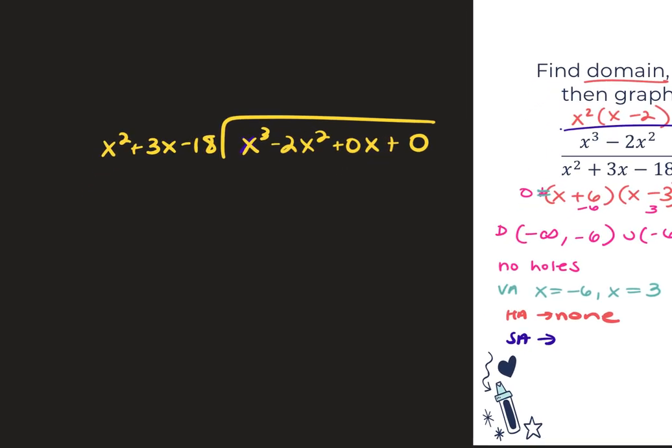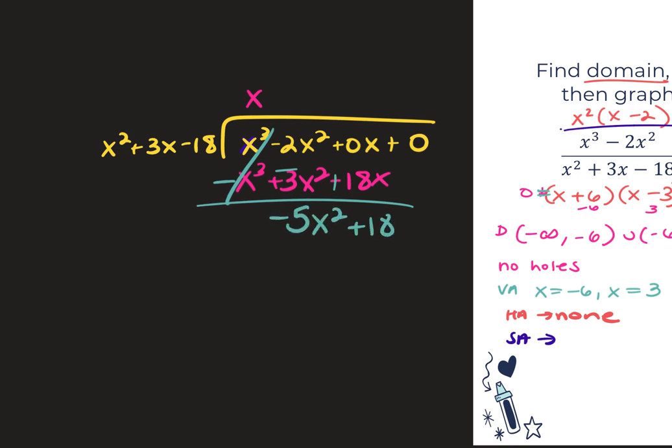And then it's first into first. So this would be x, multiply it out, x to the third plus 3x squared minus 18x. Change your signs. These cancel. Negative 5x squared plus 18x plus 0. And then repeat the process again.